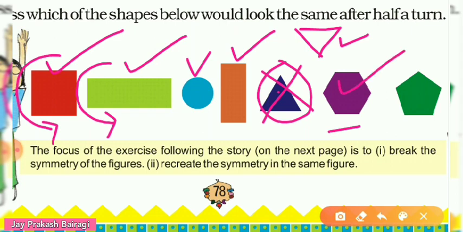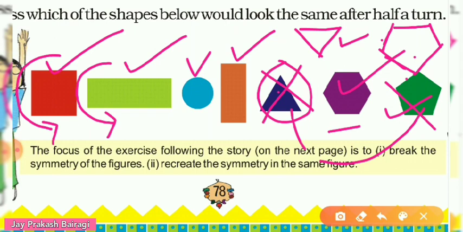And last we have a pentagon. So how will it look in a half turn? Let me draw the picture for it. Yeah, I am trying to make a picture. Yeah, it will look like this. So it is just opposite of this original picture. So it is not. So these two, this triangle and this pentagon, are not looking like the original picture after giving the half turn.